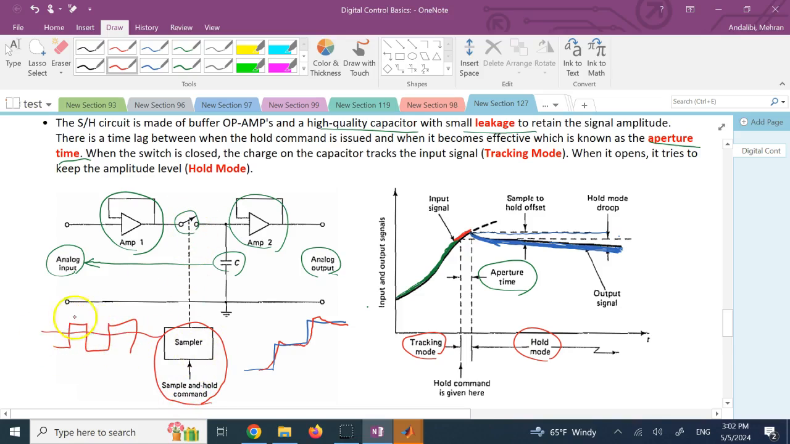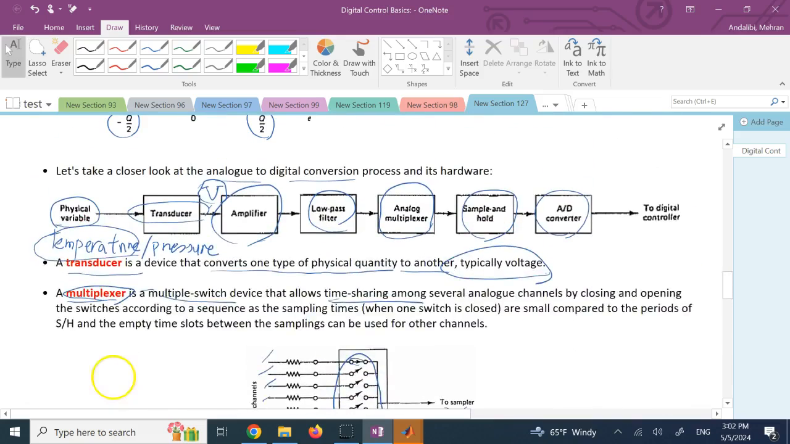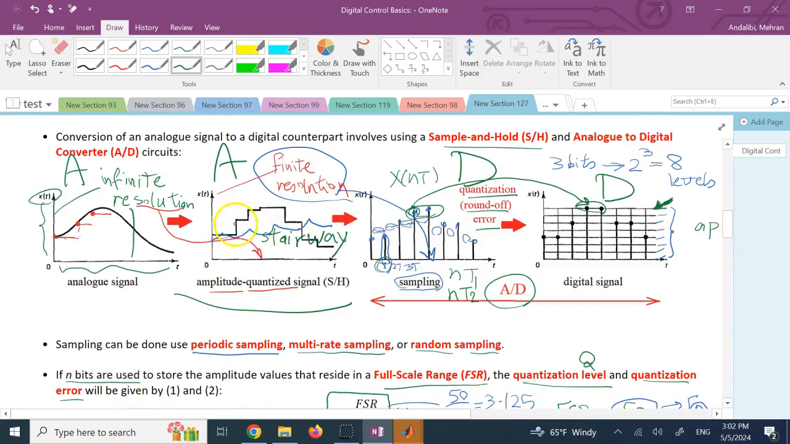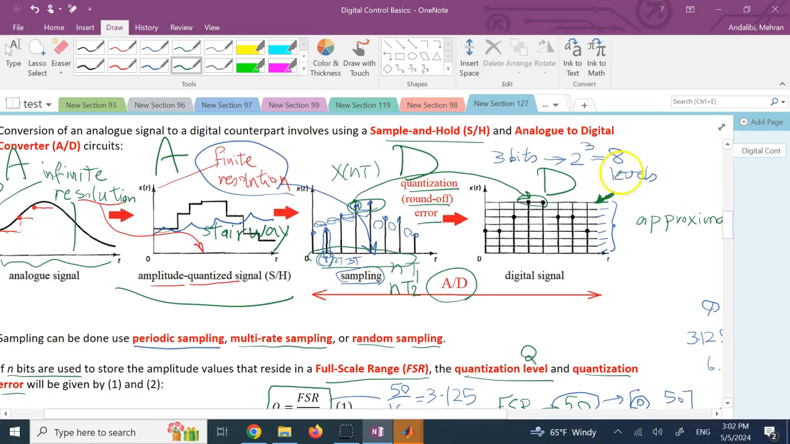When it's above some level, it is going to close. When it's below some level, it is going to open, and so on and so forth. So this is the S&H circuit, and as I said, then we have the A to D converter, where it takes this analog signal, and then it only captures the value of it at specific time points, and of course then it converts it to so many levels.